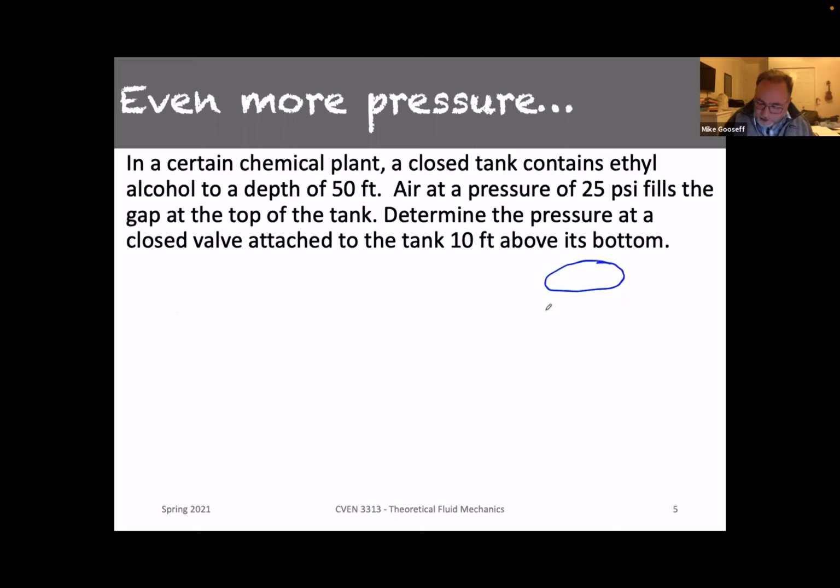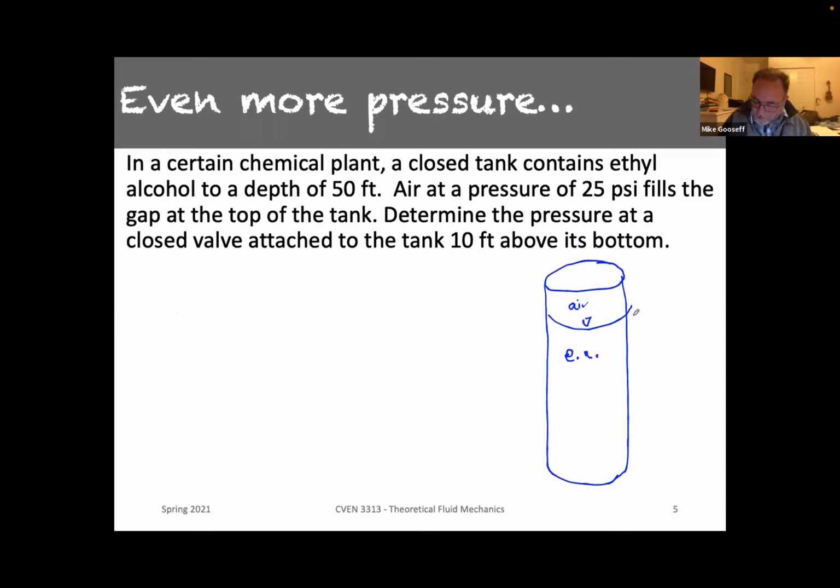So I'm going to assume it's round. It doesn't actually have to be, but we'll do this, and somewhere up here there is an interface. So I'll draw my little free surface, and this is air, and this is, I'm just going to write EA, since this writing is more challenging than I thought. EA is for ethyl alcohol.